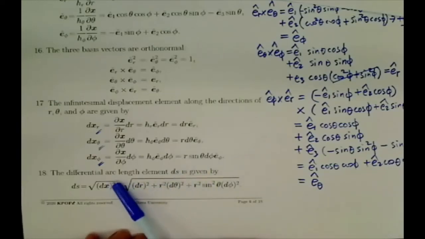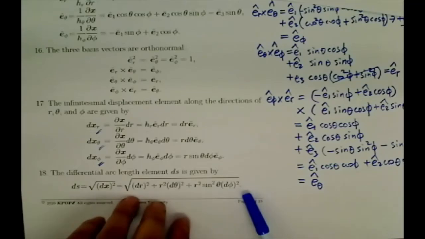The differential arc length element ds is the square root of a length squared. Along the direction of r, it is dr squared. Along the direction of theta, it is r squared d theta squared. Along the direction of phi, the arc length is r squared sine squared theta d phi squared.